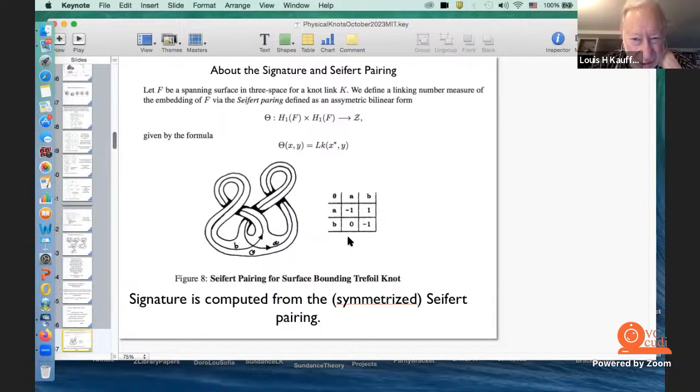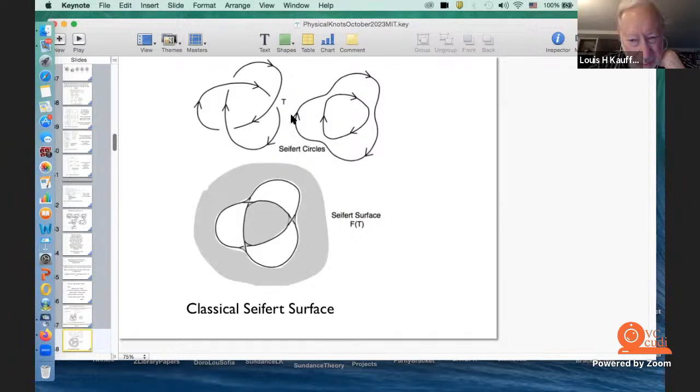You calculate the signature by symmetrizing this non-symmetric matrix, taking theta plus theta transpose, and taking its algebraic signature, which is essentially equal to the number of positive minus the number of negative eigenvalues. So this is a direct way that you can get some estimates on the reconnection number. But as I said, you should be warned that these are not necessarily the best. However, the surfaces that span the knot are important in other ways.